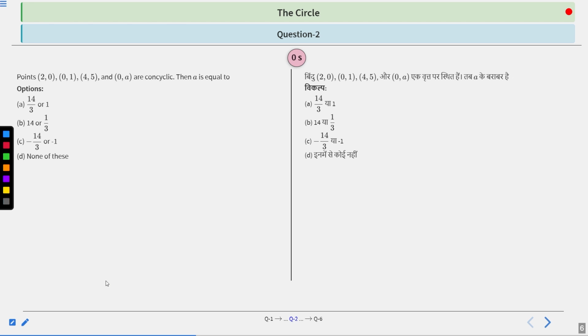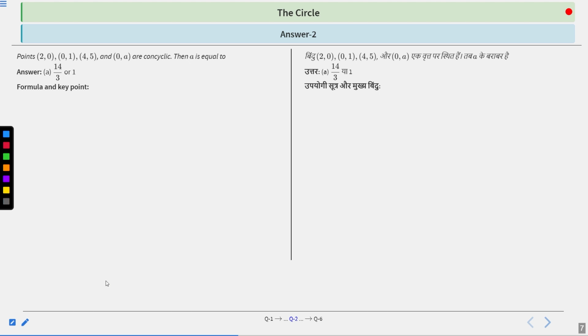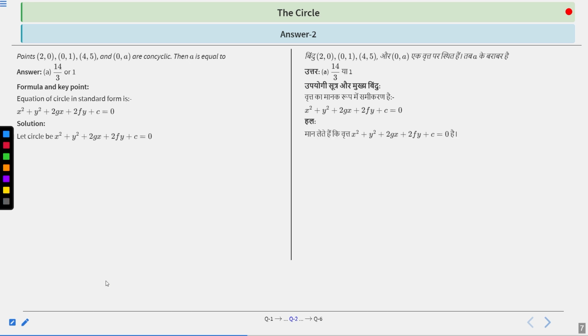Okay, let's move to the solution part. The formula and key points we will use in this question: the equation of a circle in standard form is x square plus y square plus 2gx plus 2fy plus c equal to 0. So let the circle be x square plus y square plus 2gx plus 2fy plus c equal to 0. Now this circle passes through (2, 0), (0, 1) and (4, 5).